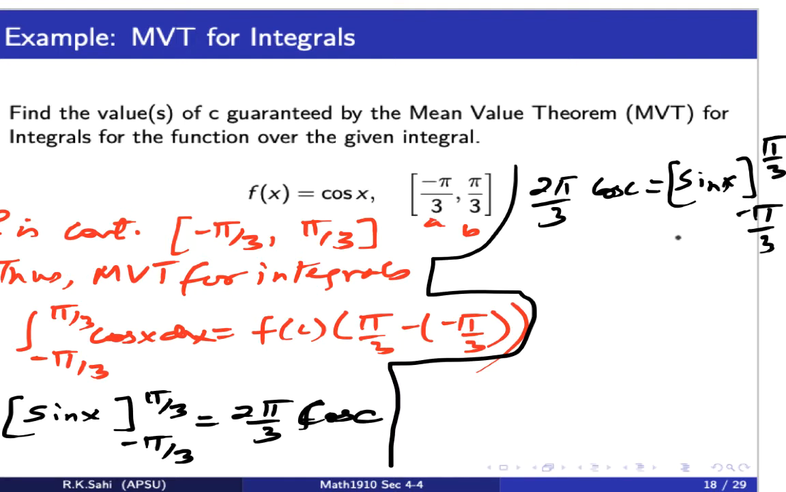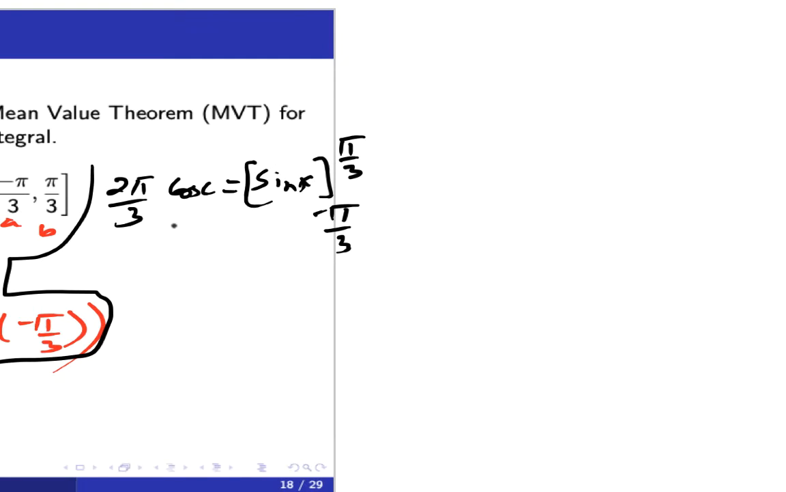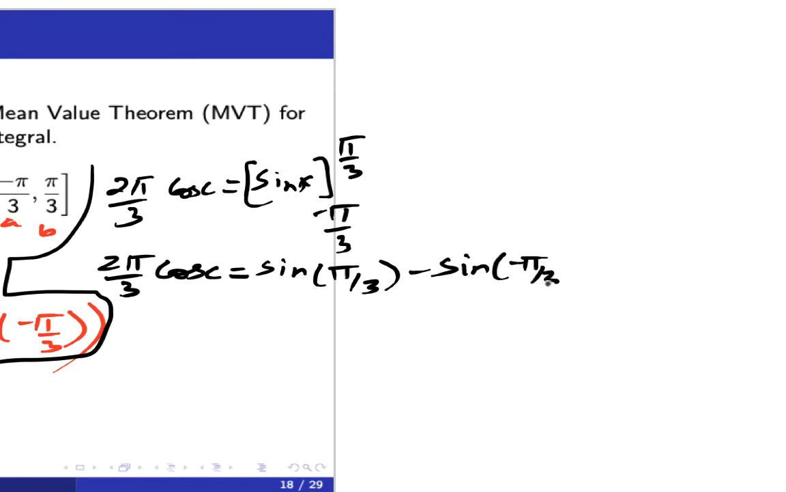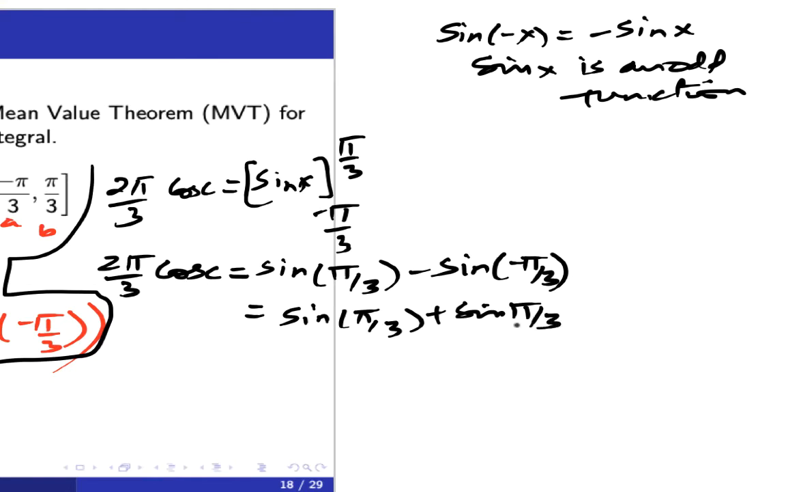Now all is simple algebra and a little trick. Just let the 2 pi thirds be like this, don't do anything at this point. Now you're going to put sine of pi thirds minus sine of minus pi thirds. Now remember that sine is an odd function. So using that, the right-hand side becomes sine pi thirds plus sine pi thirds, which is now 2 sine pi thirds. The left-hand side is 2 pi thirds cosine c. Now the 2's cancel.